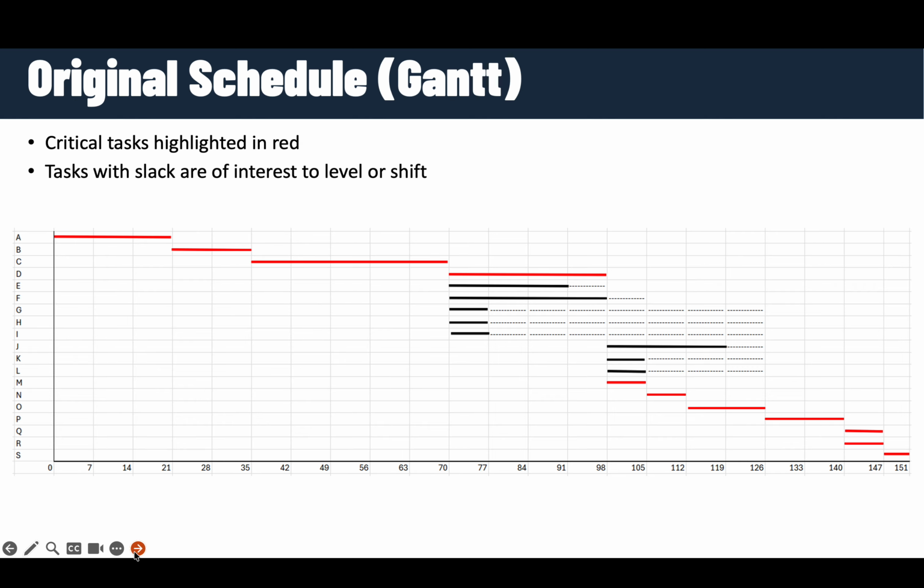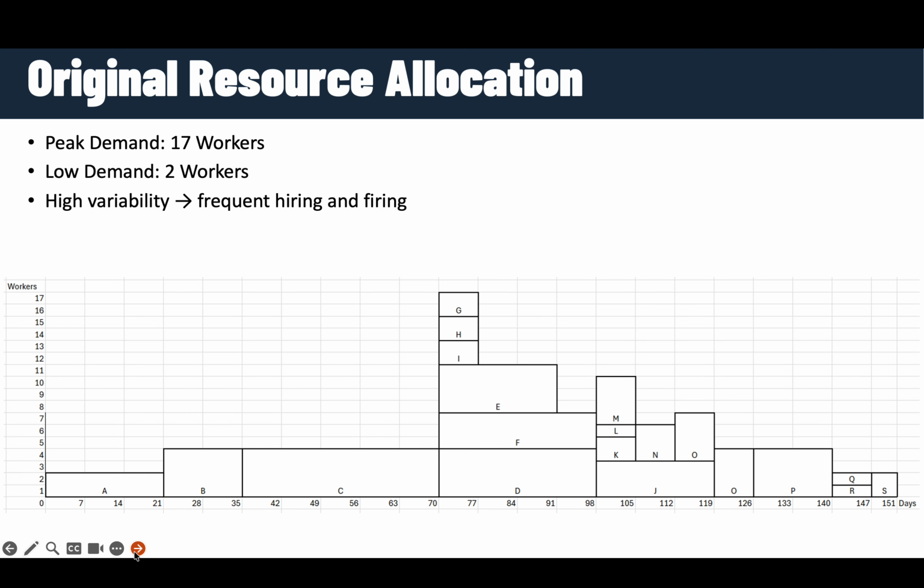The critical tasks are highlighted in red, indicating that they have zero slack and cannot be delayed without impacting the overall project completion time. On the other hand, tasks with slack provide flexibility. These were the focus of our leveling efforts. By carefully analyzing these activities, we identified opportunities to shift them within their allowable time windows to reduce overlap in labor demand.